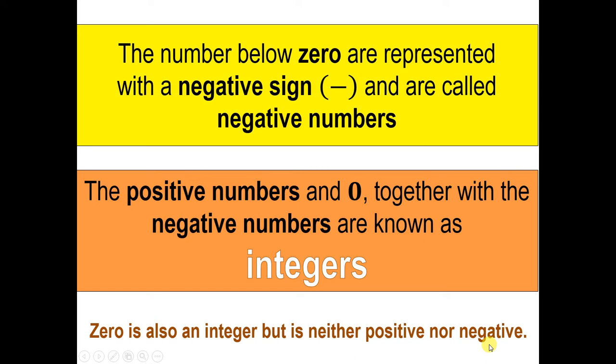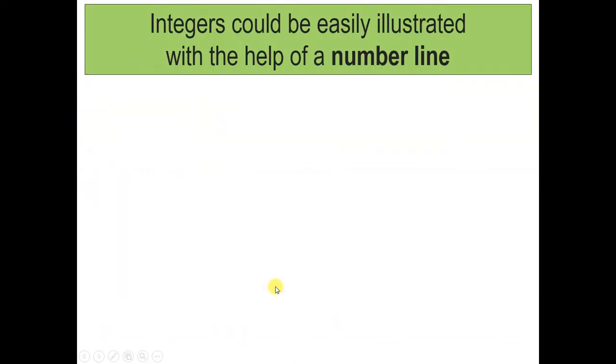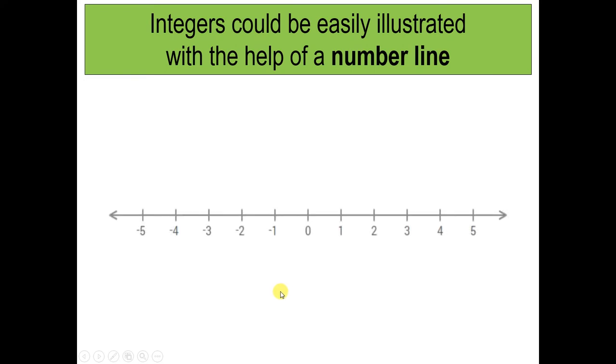It is neither a positive number nor a negative number. And in integers you have 0, all the positive numbers and all the negative numbers. This category of numbers is known as integers. We can simply understand integers by illustrating them on a number line.